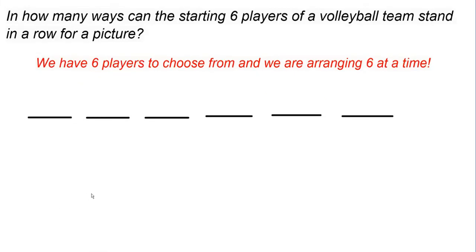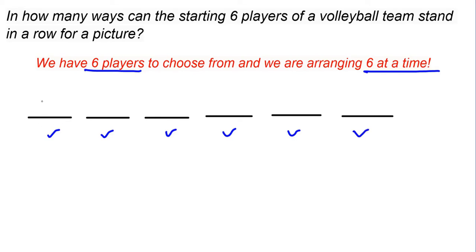So here, in how many different ways can the starting 6 players of a volleyball team stand in a row for a picture? So we're rearranging these volleyball players. How many different ways can we arrange 6 players? Well, we're choosing all 6. So we have 6 players, and we're going to arrange 6 at a time. So I have 6 blanks here. 1, 2, 3, 4, 5, 6. Those represent the 6 volleyball players we're going to line up.